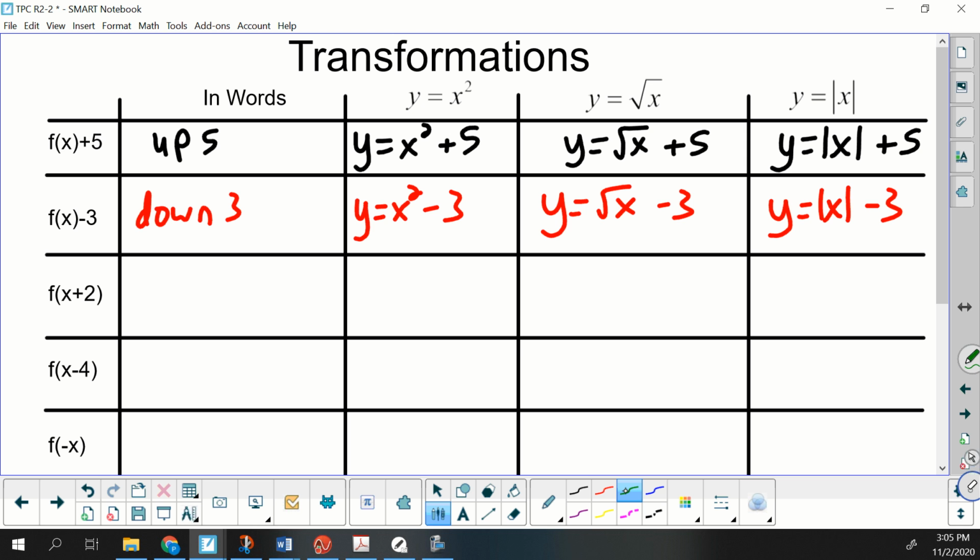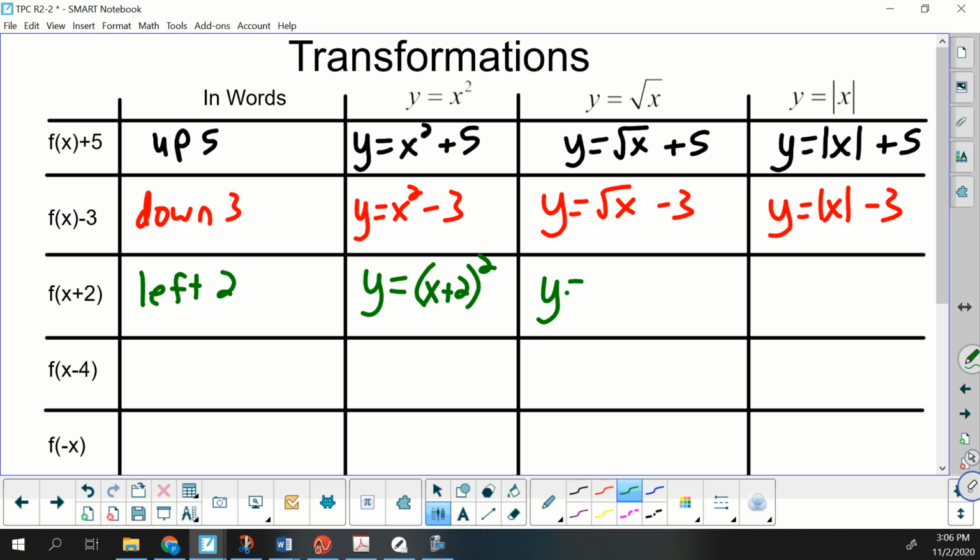So in f of x plus 2, that means anywhere there's an x, we're going to replace it with x plus 2 in the equation. But the movement it causes, it's opposite of what you would think. The plus 2 on the inside really makes it go left 2. So what we'll have is y equals, and then instead of having x being squared, we will now have x plus 2 being squared. Because x plus 2 replaces wherever the x was.